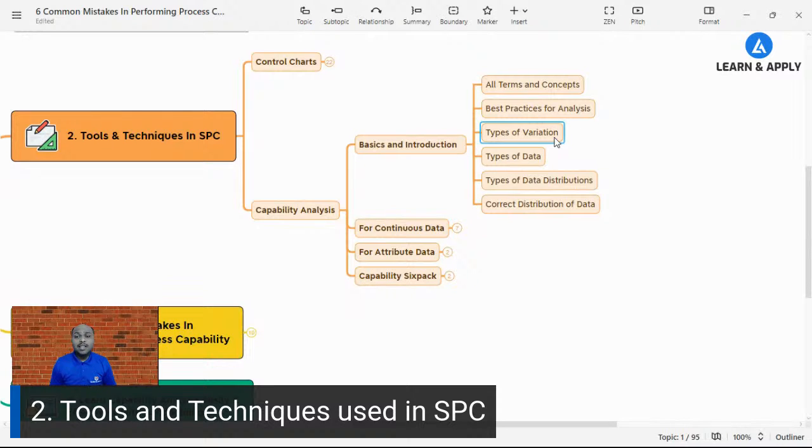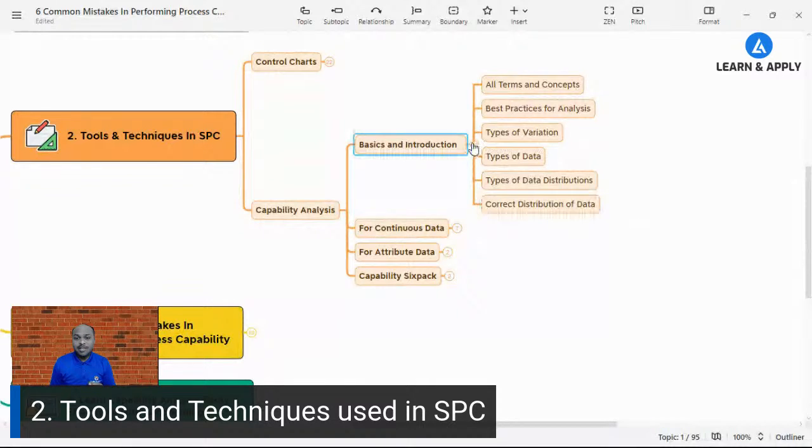Then we must know the types of variation, because if you take actions when it is not required, it creates more variation in your system. What are the types of data? Then what are the data distributions, and what is the correct distribution of your data? That means if you collect the data, which distribution is the best fit for your data? Why am I telling you this? Because the selection of the correct capability analysis tool depends on the data that you have collected.